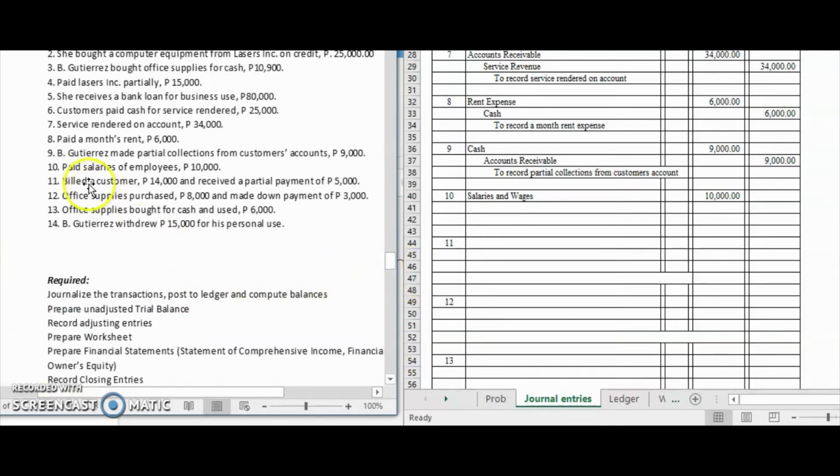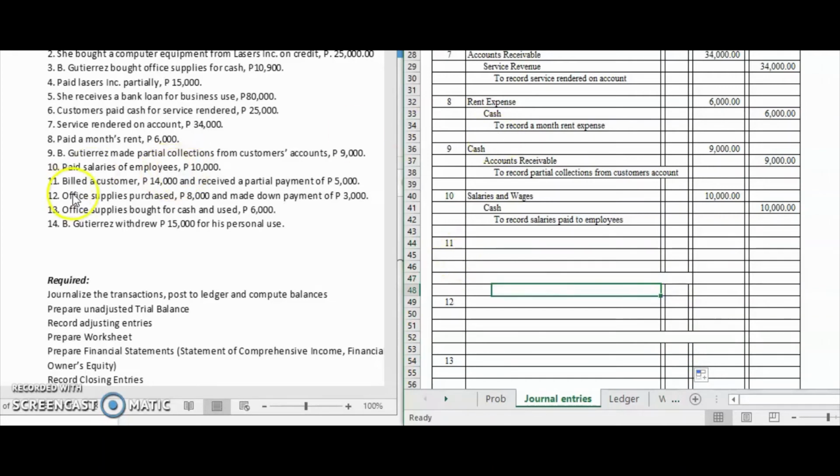Let's move on to, let's continue number 10. Okay, since you paid salaries to employees, there is a decrease in what? In cash. Nabawasan ng cash si business. Kaya mag-credit tayo ng 10,000 na cash. Then we have the description: to record salaries paid to employees. There. I think naka-merge ito. Hindi naman.